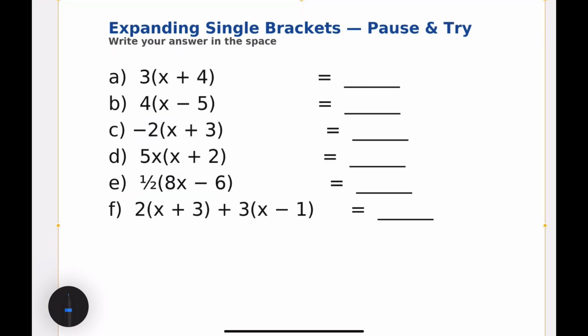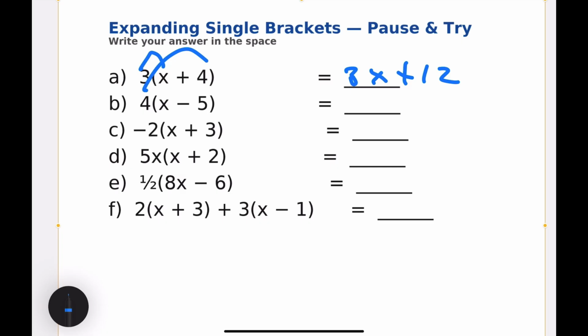Okay, now have a go at these questions yourself and come back and watch the solutions. So part A, we have 3(x + 4). We multiply the 3 by x to get 3x. Then we multiply the 3 by 4 to get 12. So it'd be 3x + 12, as we've multiplied the thing on the outside by the thing on the left and the thing on the right.